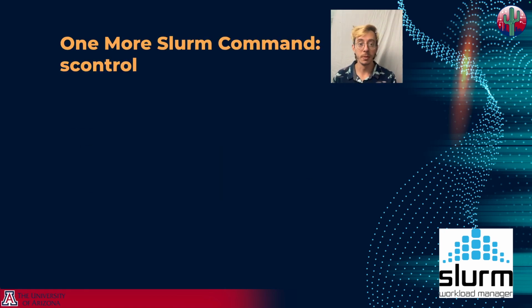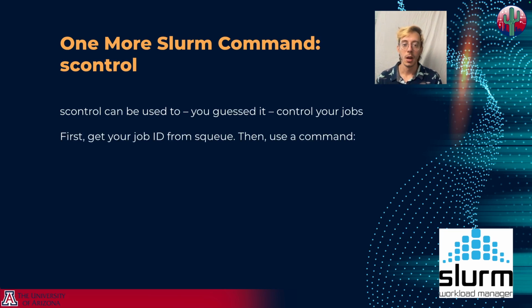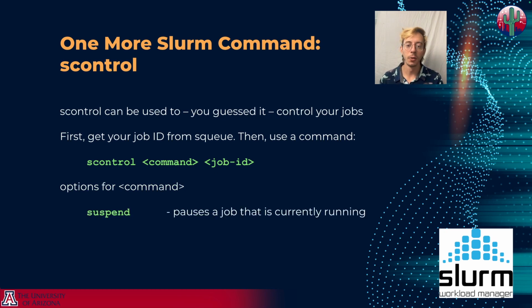So one more Slurm command. This one is called scontrol, and it helps you do a handful more things. It can be used to control your jobs. That's hence the name scontrol. First, you would want to get your job ID from a command like sq, and then you can use a command. So scontrol, you pass it a command option and then a job ID. So there are a handful of different options for command.